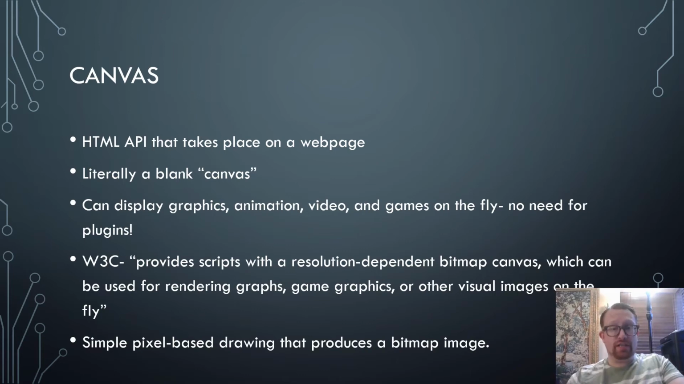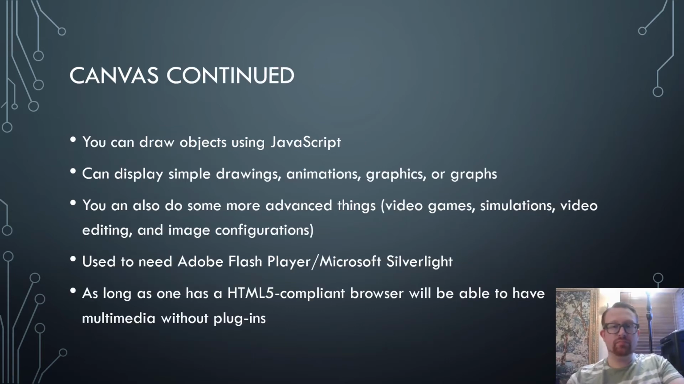The W3C says that it provides scripts with a resolution-dependent bitmap canvas, which can be used for rendering graphs, game graphics, or other visual images on the fly. It is a simple pixel-based drawing that produces a bitmap image. You'll see it whenever you do the lab today. You can draw objects using JavaScript, and you can display simple drawings, animations, graphics, or graphs. You can also do some more advanced things like video games, simulations, video editing, and image configurations.